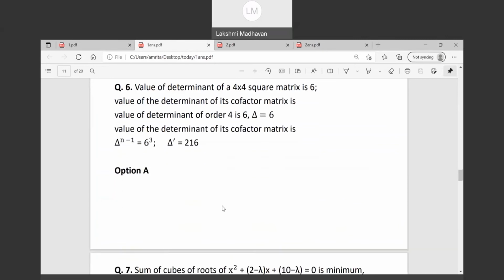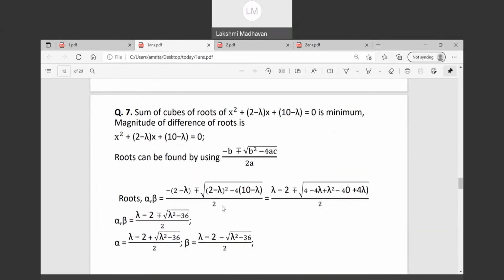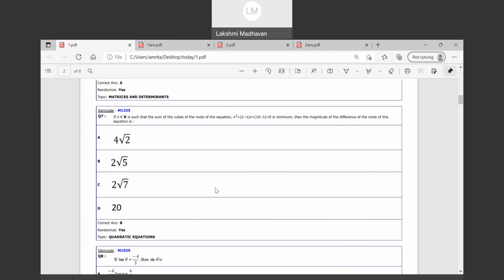Now moving on to another interesting question, which is, okay, if lambda belongs to R, is such that the sum of the cubes of the roots of the equation x square plus (2 minus lambda) x plus (10 minus lambda) equal to 0 is minimum, then the magnitude of the difference of the roots of this equation is.